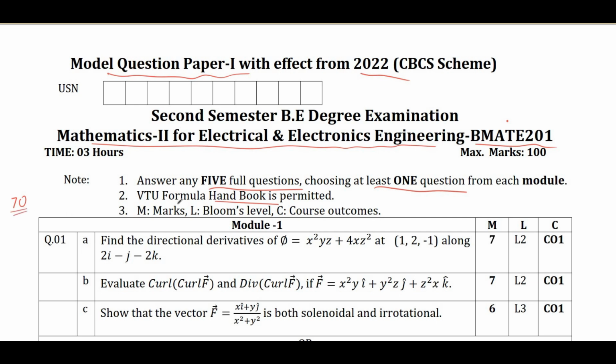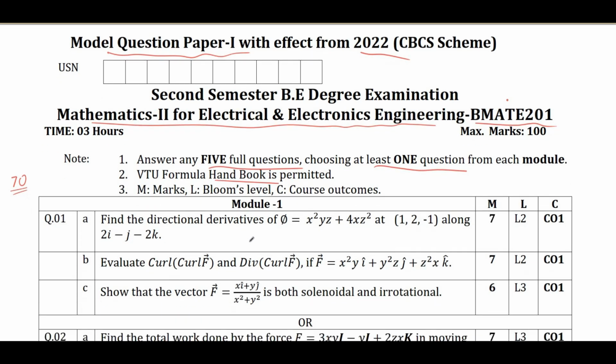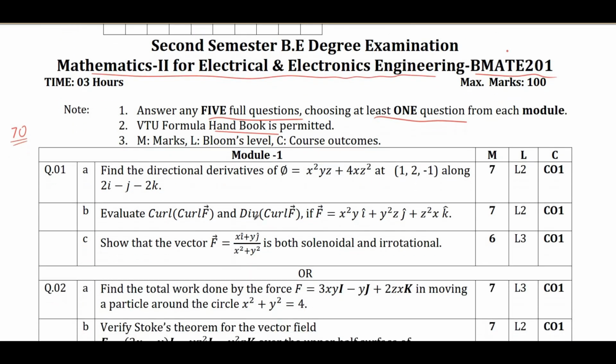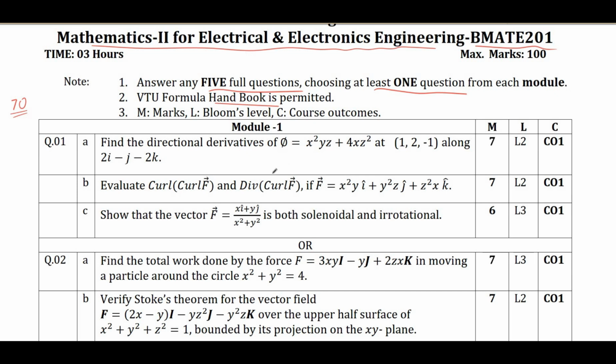As you all belong to the electronics and electrical and electronics branch, vector spaces are definitely very important topics. In module 1, we have vector calculus. If you study how to find curl, divergence, gradient, the directional derivative, and solenoidal and irrotational, definitely you can score a minimum of 14 marks from module 1, if you study these three topics at least.